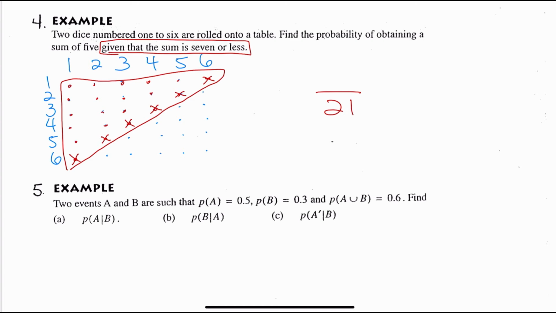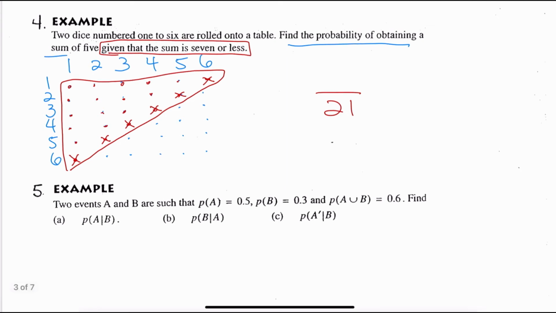So at this point, I can go ahead and figure out my answer by finding the probability of getting a sum of 5. So which ones are going to add up to 5? 4 and 1, 3 and 2, 2 and 3, 1 and 4. So there's 4 different ways that I can get a sum of 5, given that we got a sum of 7 or less. So the probability is 4 out of 21.